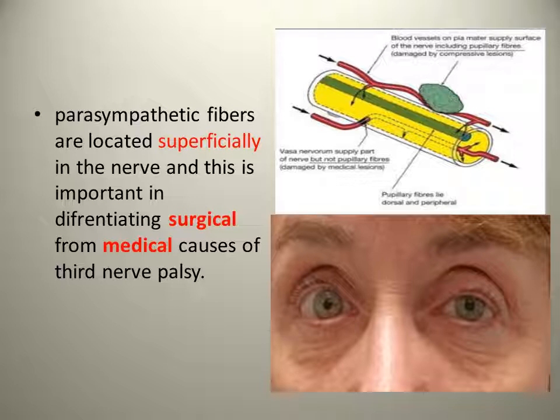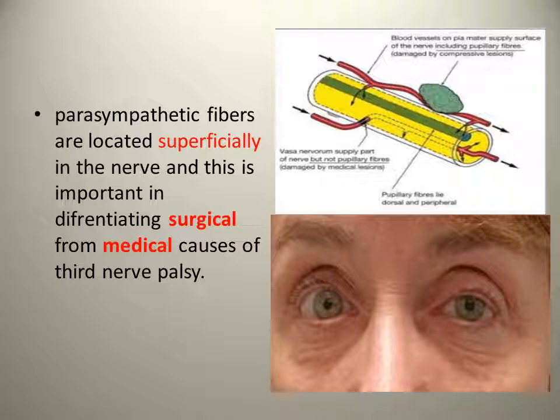While medical causes like diabetes, hypertension, hyperlipidemia, the pathophysiology is the vasculopathy affecting the vasa nervorum. The vasa nervorum, which supplies the inner fibers, that's why when there is damage to the third cranial nerve involving the vasa nervorum, which we mentioned as the medical causes, the innermost fibers of the third cranial nerve will be affected first.